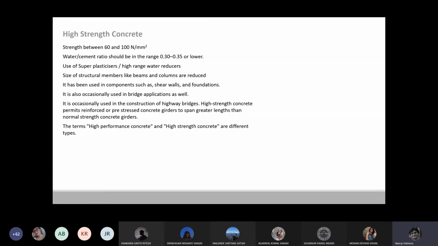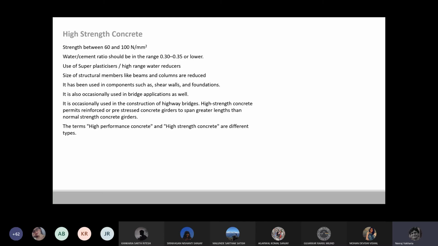Then sometimes super plasticizers or high range water reducers should be used to achieve maximum water reduction. Again, these are additives. These chemicals are added in very small quantities, but still they change the properties of concrete in a huge way. The size of structural members like beams and columns is also reduced, since smaller sections are enough to carry high loads.